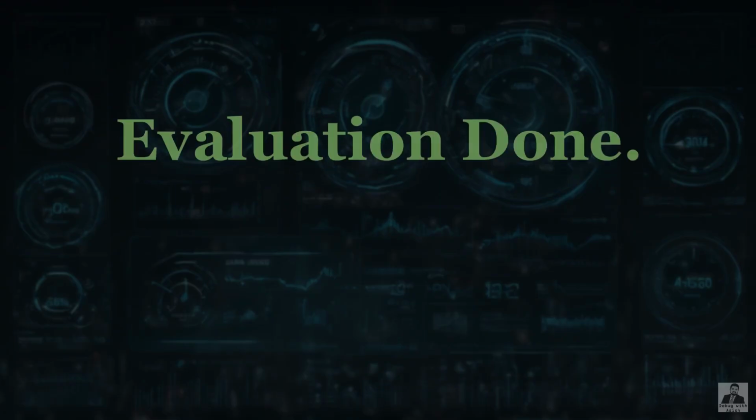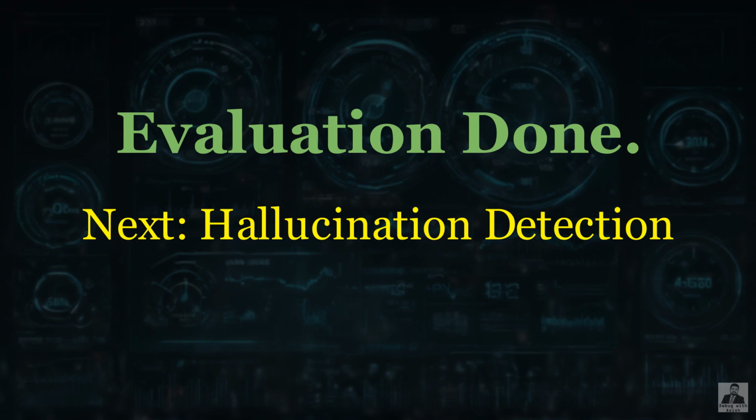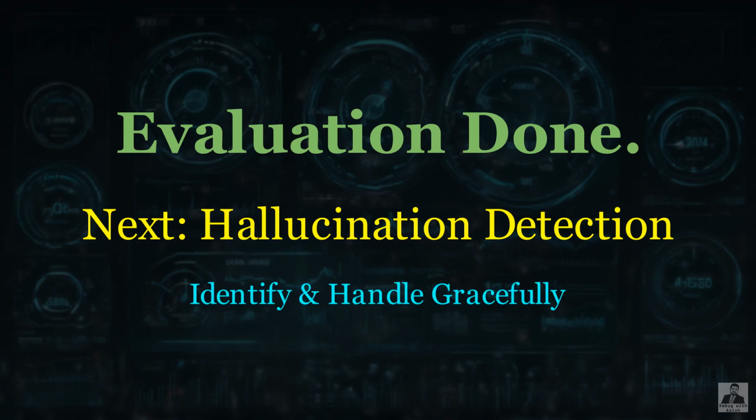You now know the 4 RAGAS metrics, what each one measures, how to run a full evaluation, and how to use the scores to diagnose exactly which part of your pipeline needs work. In the next episode, we go deeper into hallucination detection, how to catch cases where the model confidently states something that is not in the context, and how to handle them gracefully in production.